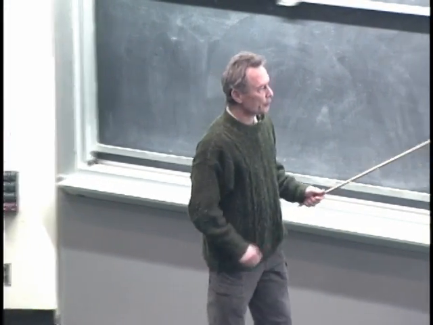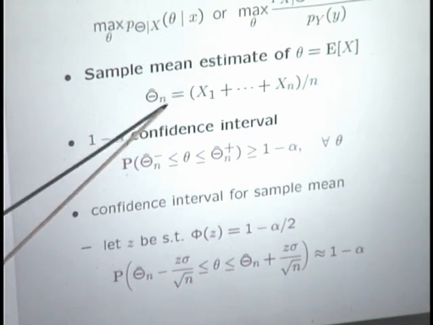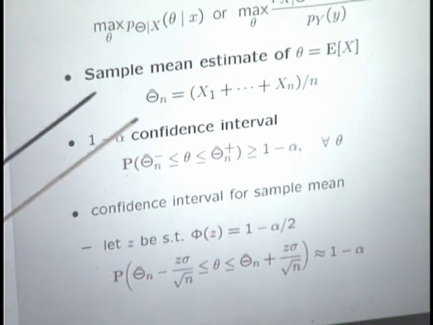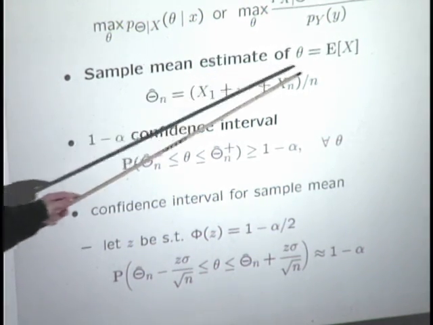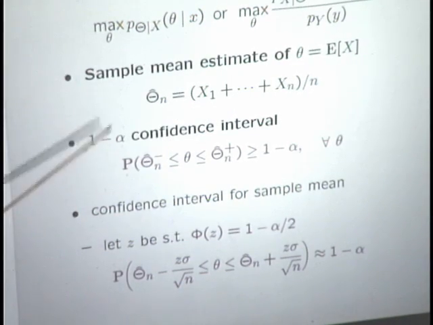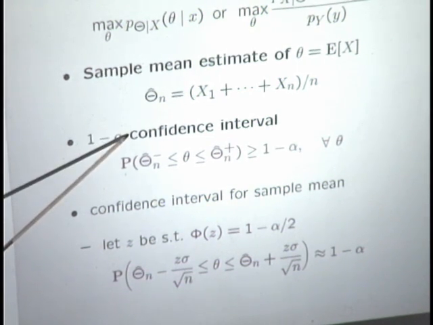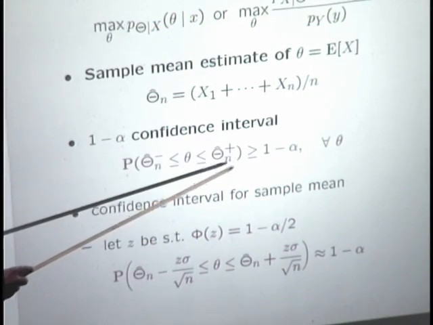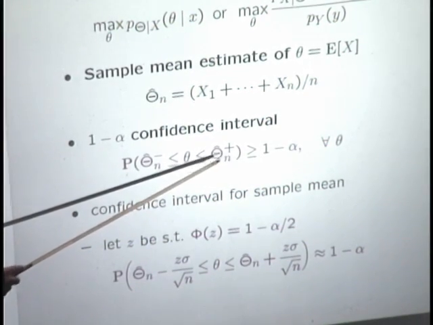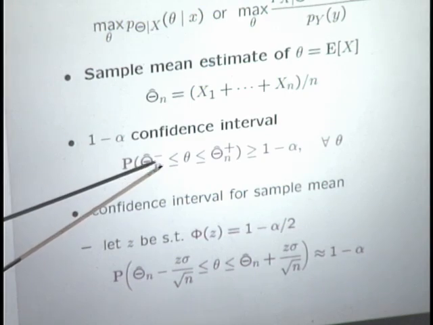And indeed, we know from the weak law of large numbers that this estimate converges in probability to the true mean of the random variable. The other thing that we talked about last time is that besides giving a point estimate, we may want to also give an interval that tells us something about where we might believe theta to lie. A 1 minus alpha confidence interval is an interval generated based on the data. So it's an interval from this value to that value.